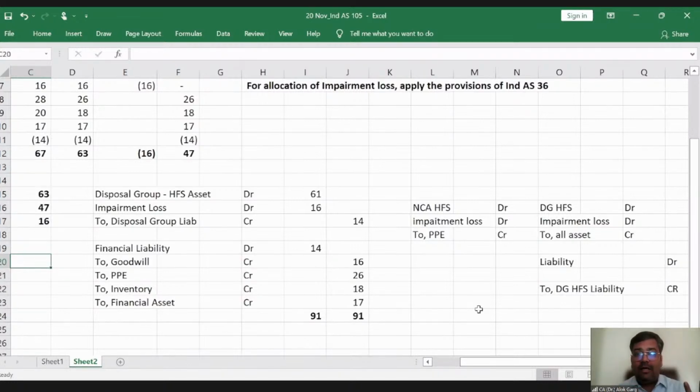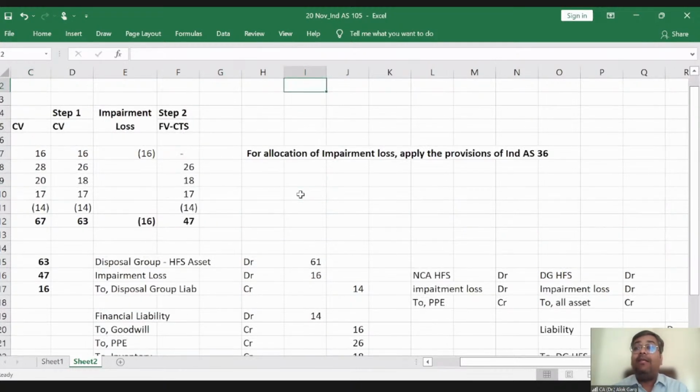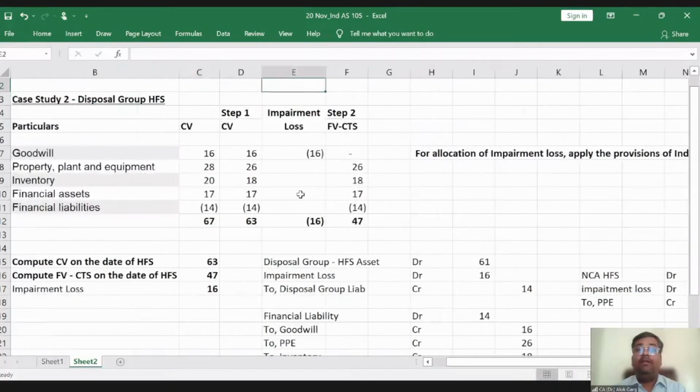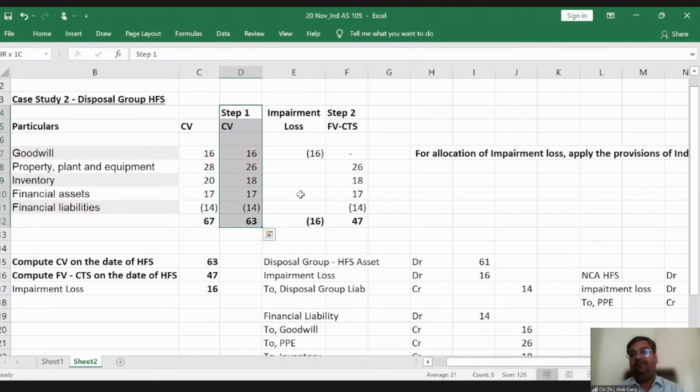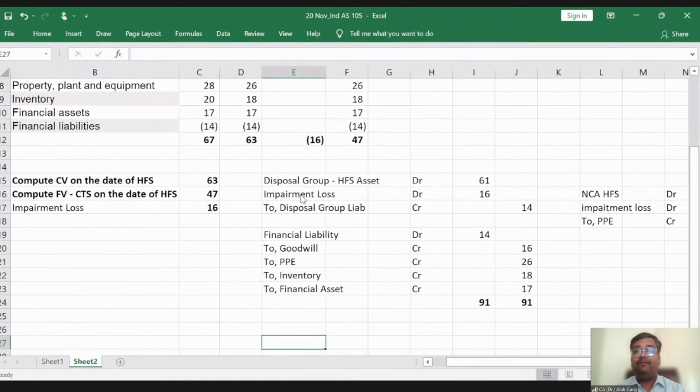Understood? What we were doing earlier, NCA we are debiting and the normal asset we are crediting. So likewise, group I have debited and normal asset I have credited. So that's what I have done in the accounting entry. And of course, these values are which values? Revise step number one. Step number one: compute carrying value as per the respective standard. Then compute fair value less cost to sell. The difference will go to impairment loss if it is lower. Right? Is it clear?